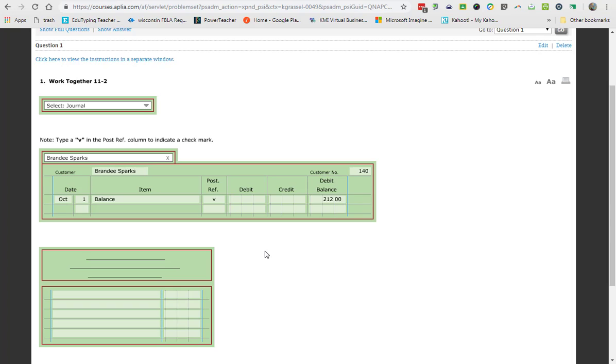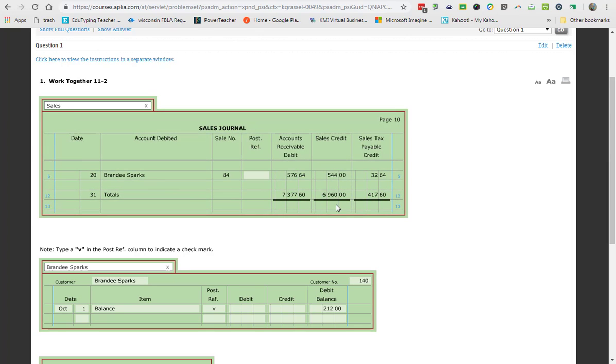Instruction number 2 tells you to go to your sales journal and post from your sales journal. We only have one line that we're going to post. Now, here's the only thing I want to say about our sales journal. We're going to post just like how we normally have, but here's our problem. We have 3 columns of numbers.